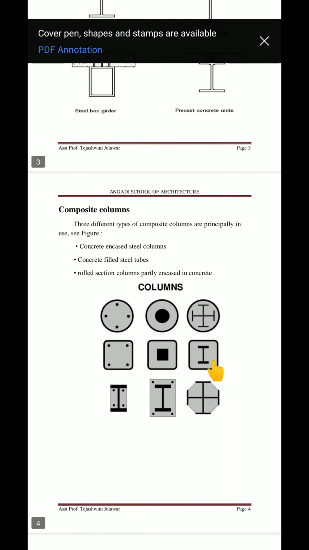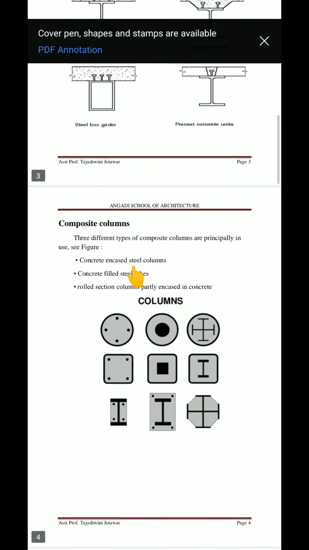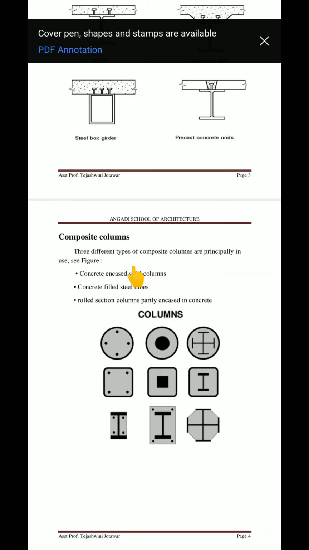Now let us study columns. There are three different types of composite columns principally used in composite flooring systems. One is the concrete encased steel column, the second is concrete filled steel tubes, and the third is rolled section columns primarily encased in concrete. So these are the arrangements.